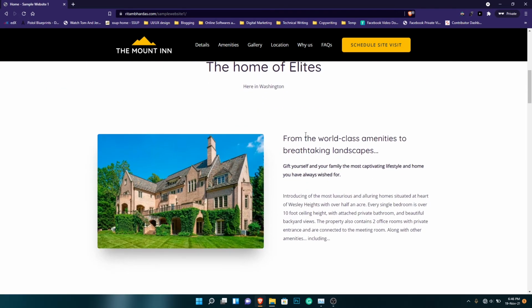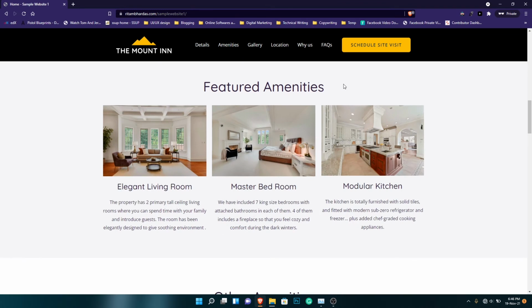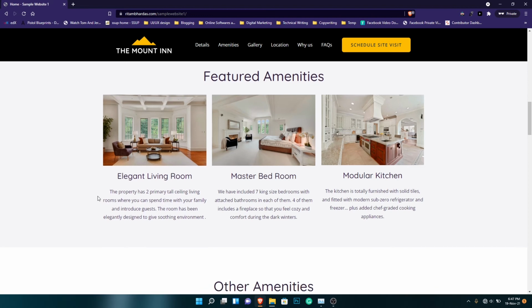Then comes the opening part. Here I have discussed a little bit about the company, about the property, and told a little bit about what the prospect is going to get. Then I have talked about the featured amenities. These are actually bullet points, and if you read these lines, these are actually value justification. That means, is the amount of money someone will invest in this property justified? That's all I have talked about.